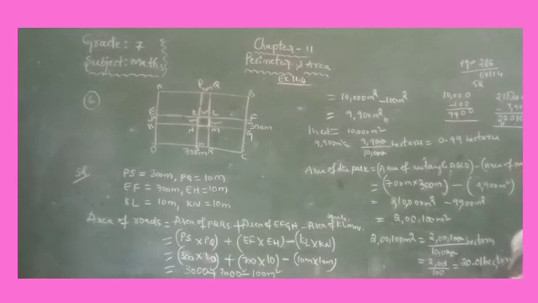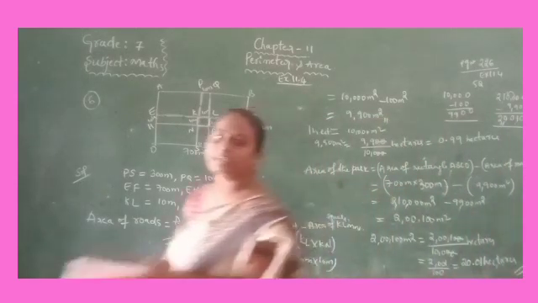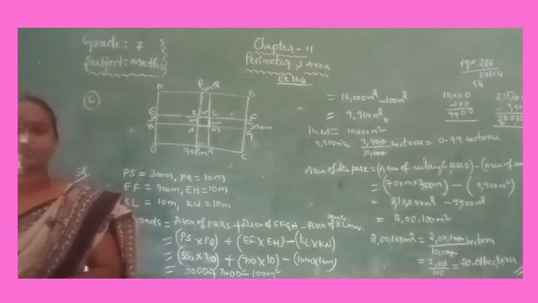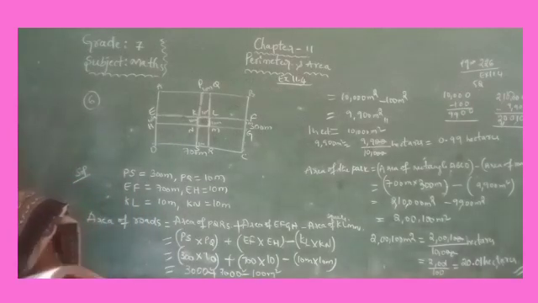20.01 hectares. So like this you have to find the area of the 2 cross roads. Very good. So see next one.